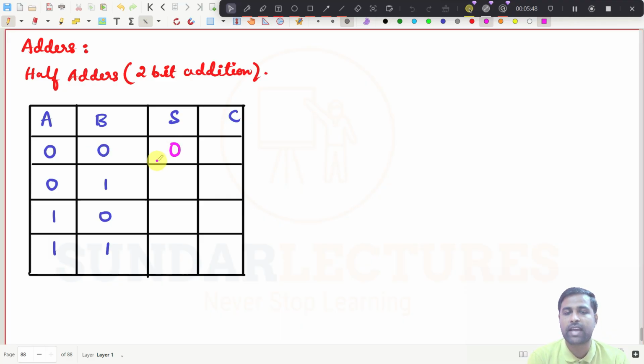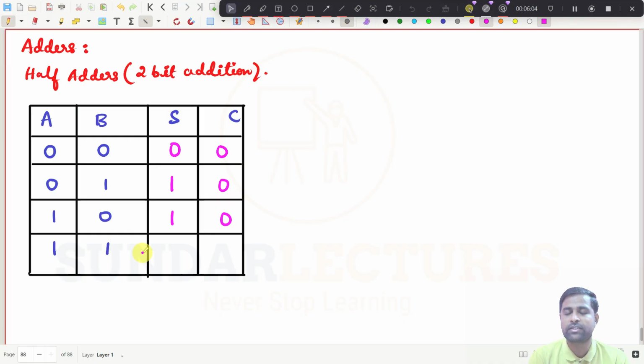So sum is 0, the answer will be 0 and carry is also 0. There is no carry, right? If you add 0 plus 1, now what will you have? Sum is 1 and I don't have carry, right? So it will be 0. 1 plus 0, again it is 1, the carry is 0.